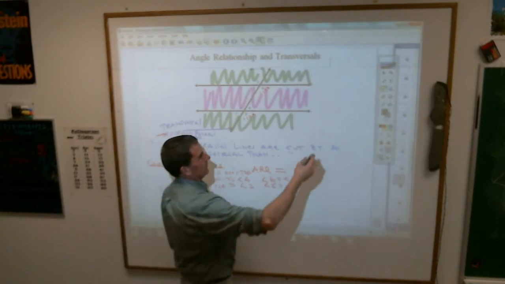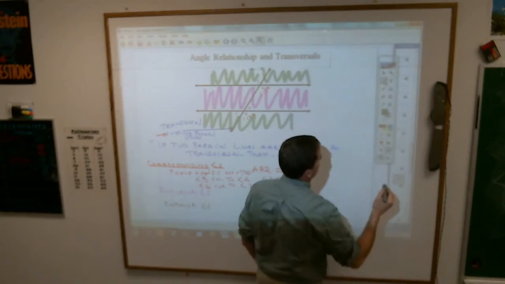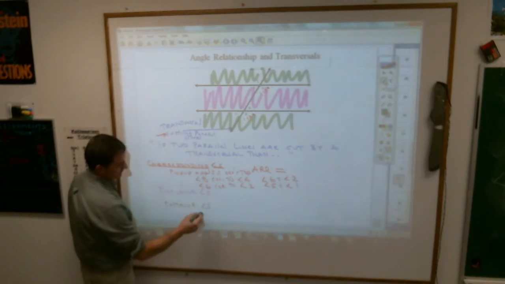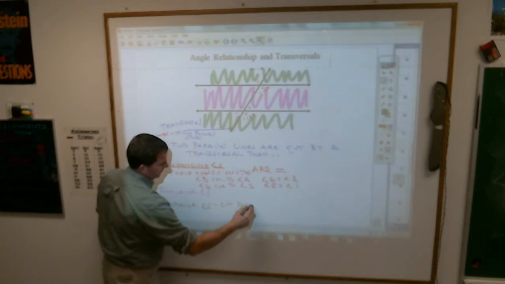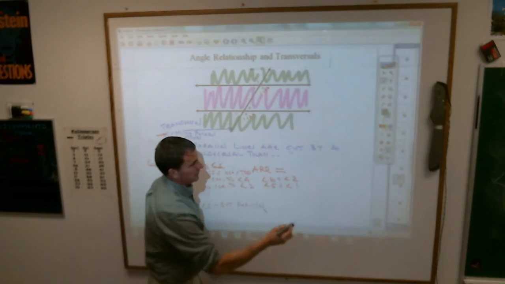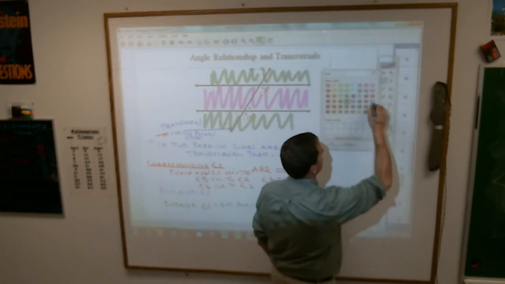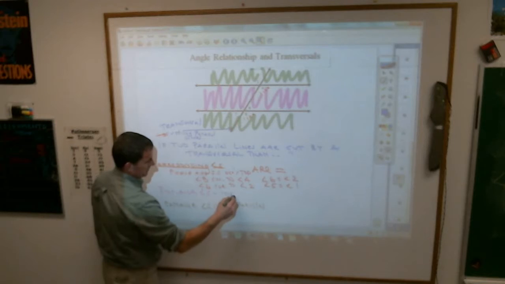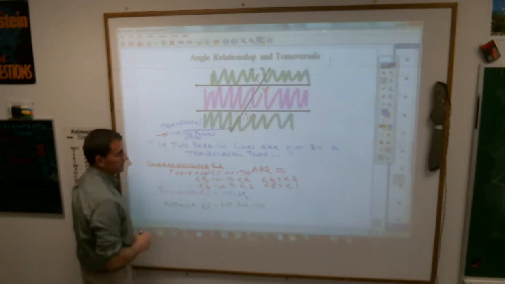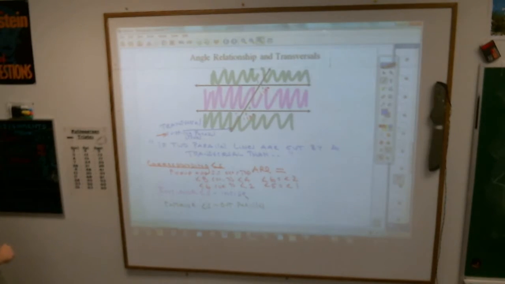Okay, I should probably write that down. Exterior angles are outside the parallel lines, and interior angles are inside the parallel lines.